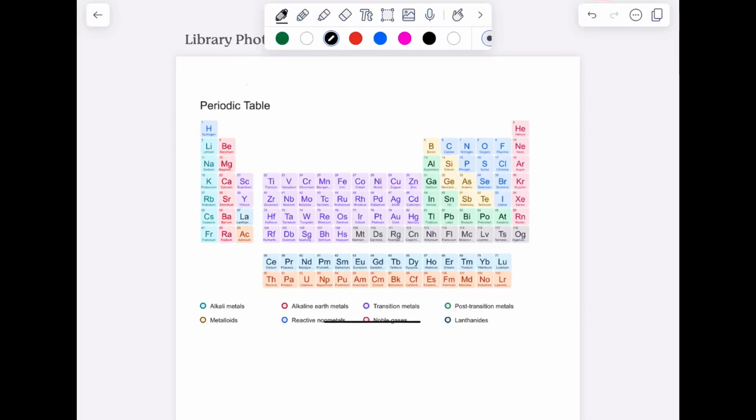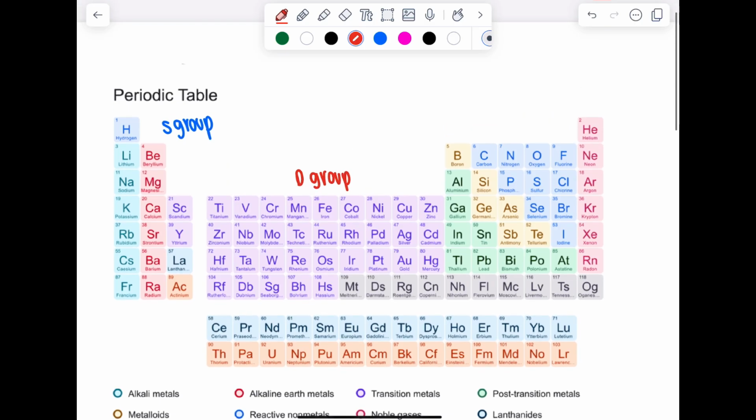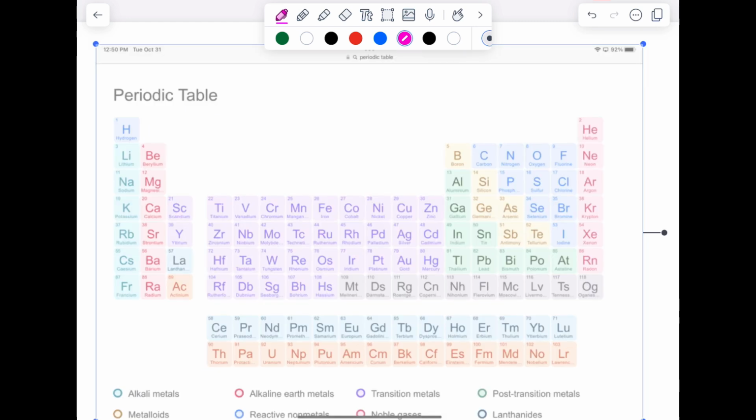Hey guys, today I'm going to be explaining and going into depth the periodic table and its electronic configuration. So first we have to divide our elements into groups. Right here is the S group, right here is the D group, right here is the P group, and right here is the F group.